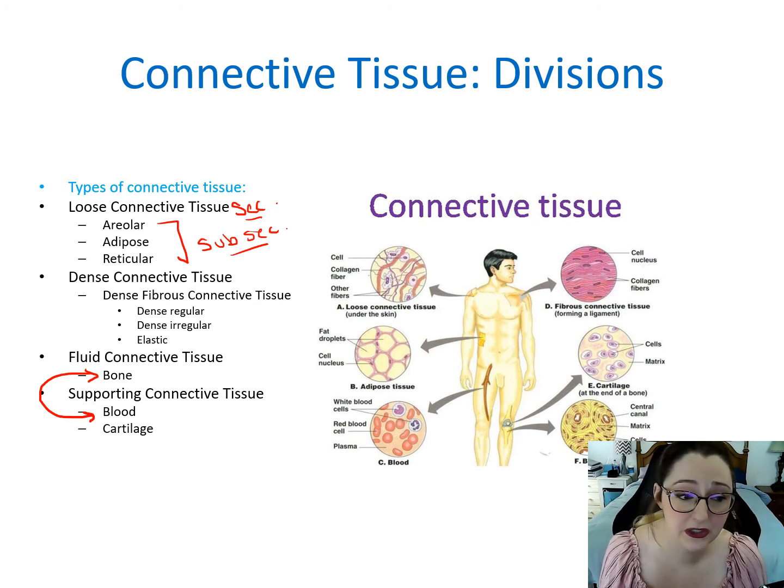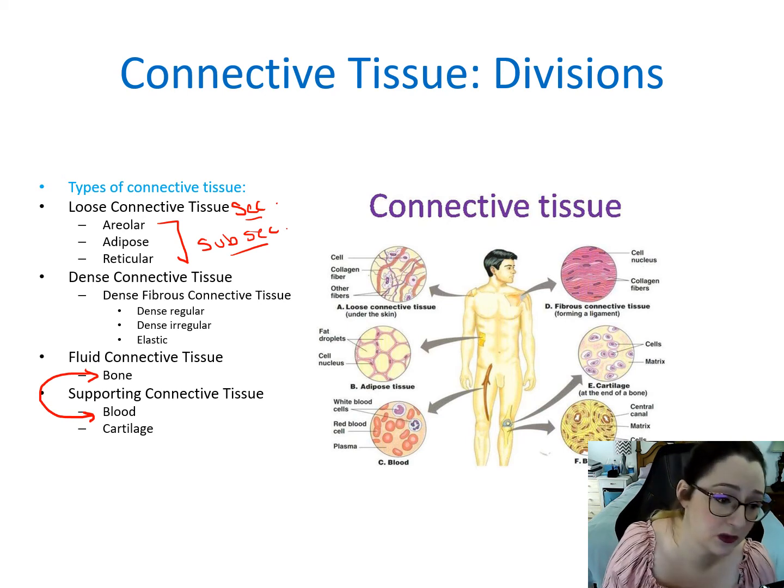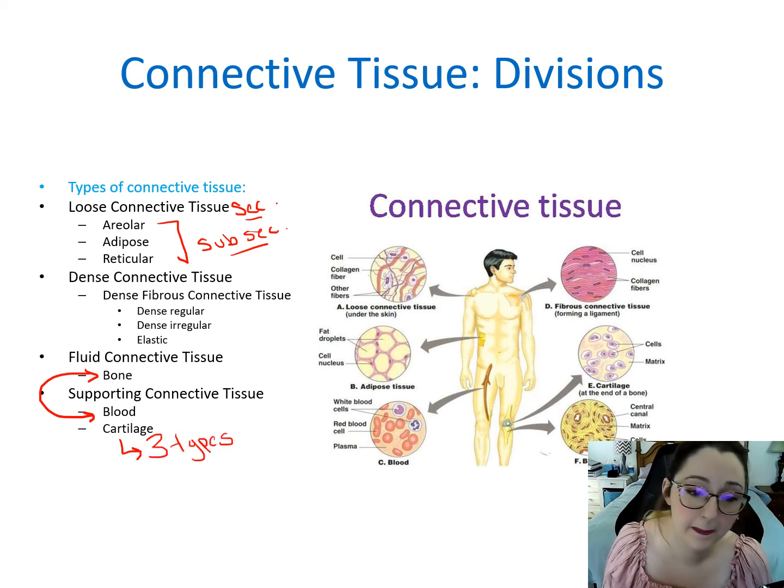So blood is your connective tissue, and the supporting connective tissues are going to be bone and cartilage. And I do want you to know that when it comes to cartilage, there's going to be 3 types. We'll talk about them.